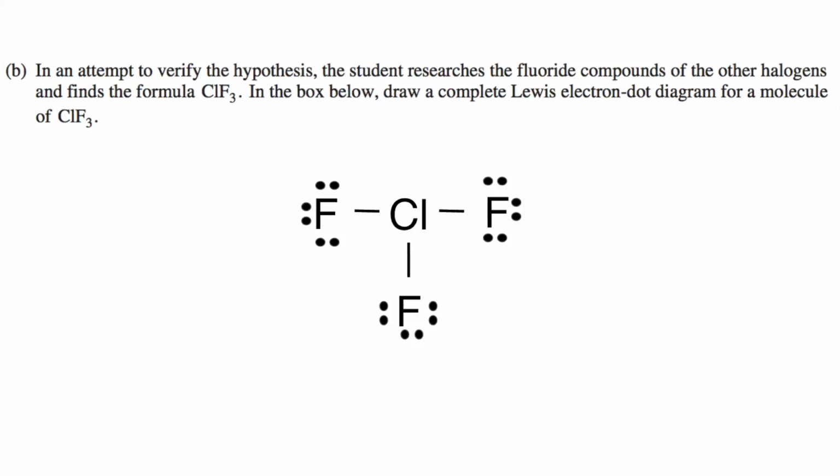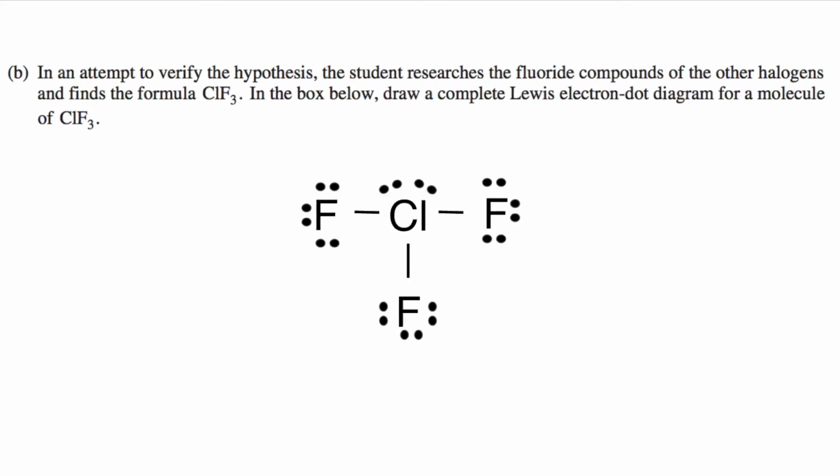We then fill in the octets of the fluorines. Once we fill in the octets of the fluorines, we still have 2 pairs of electrons. We then put those over the chlorine. Elements with valence electrons in the 3p shell and below have the ability to expand their octets by using their d shell. This is what we observe when we draw ClF3.